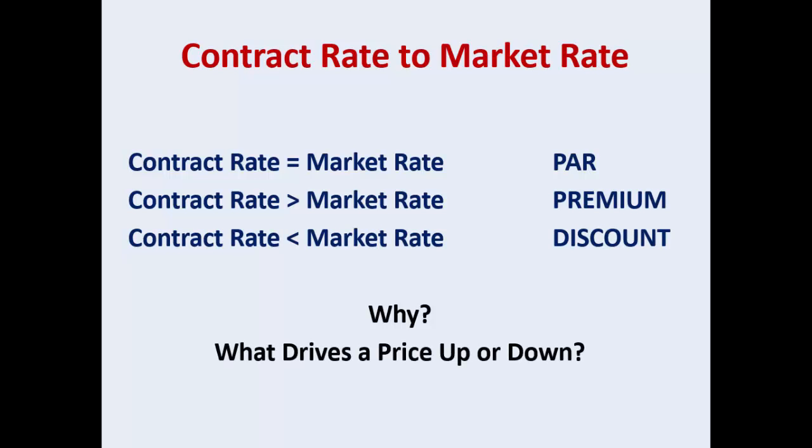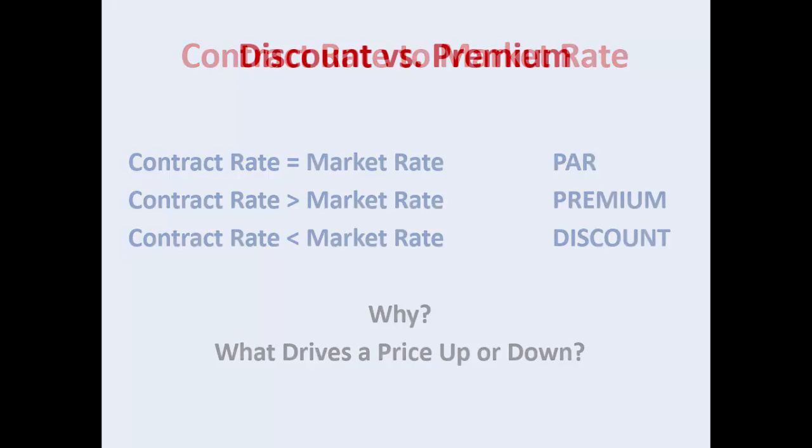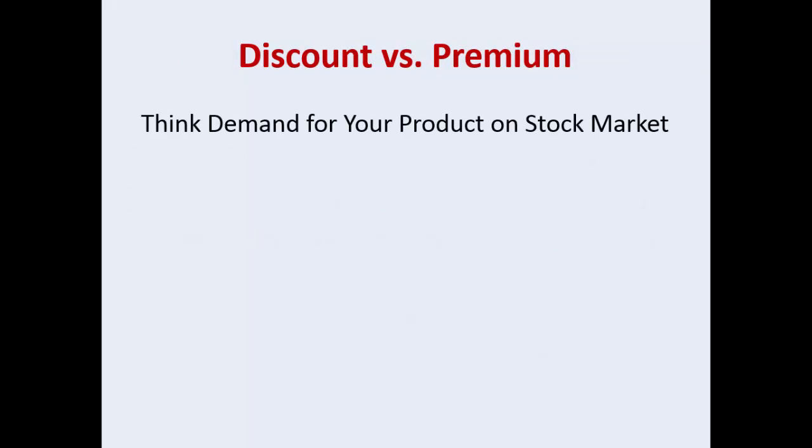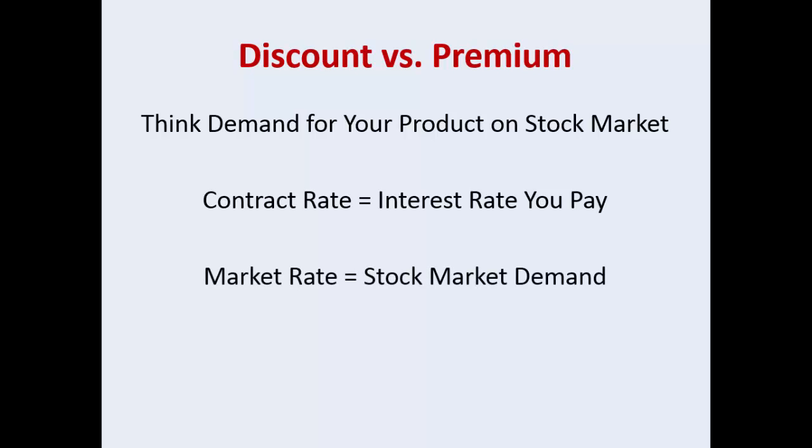But why? What's going to drive the price up or down? Well, you have to think of demand for your product on the stock market. The contract rate, remember, that's written in the indenture. It's the interest you pay. But the market, that's based on stock market demand. Now, there's a little confusing there because with stocks, it truly is stock market demand, what the investors are willing to pay. But with bonds, it's different.